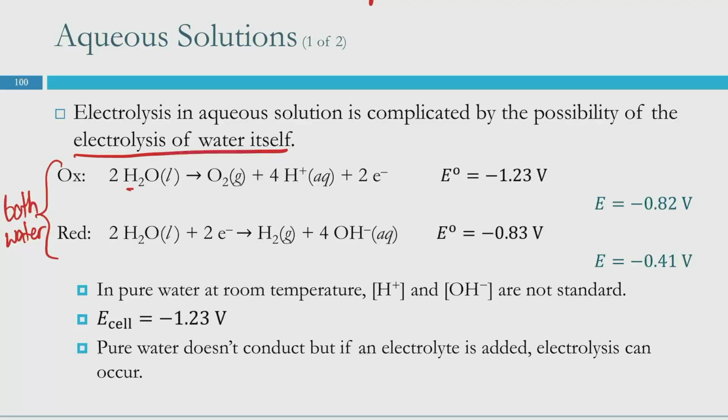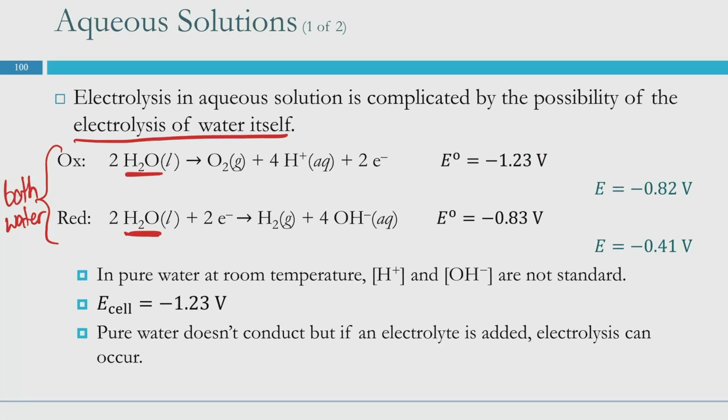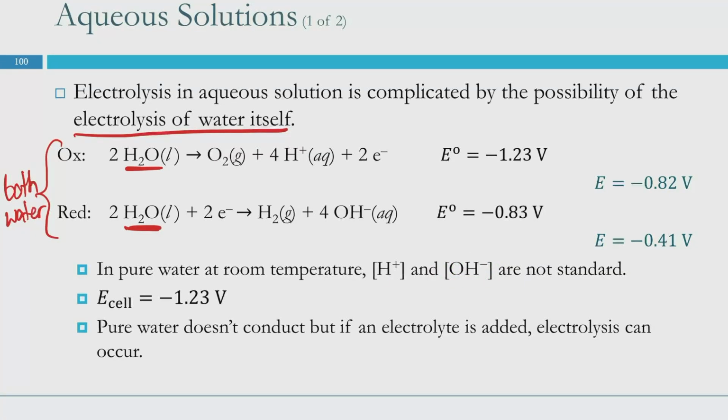So it can undergo oxidation to lose electrons, and it can also gain electrons by going through reduction, and these have different E0 values. So these are the standard reduction potentials, or the standard oxidation potential, I think, for this top one. If we're in pure water at room temperature, our concentrations of H plus and hydroxide are not standard, so our actual E cell or electrode potential is going to be something more like negative 1.23 volts.